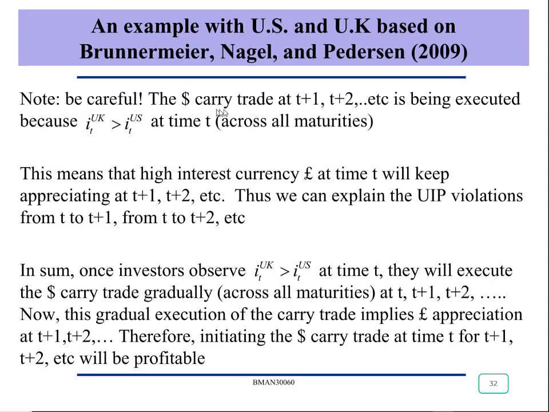So be careful. The dollar carry trade at t+1, t+2 is being executed because of the interest rate differential at time t, not the interest differential at t+1, t+2, because of the limit on their borrowing capacity. Because they worry about this crash risk, they're going to implement dollar carry trade little by little across different periods. This means that high interest rate currency pound at time t will keep appreciating at t+1, t+2, t+3. So we can explain the UIP violation from t to t+1. High interest rate currency pound will appreciate from t to t+1 and t+1 to t+2.